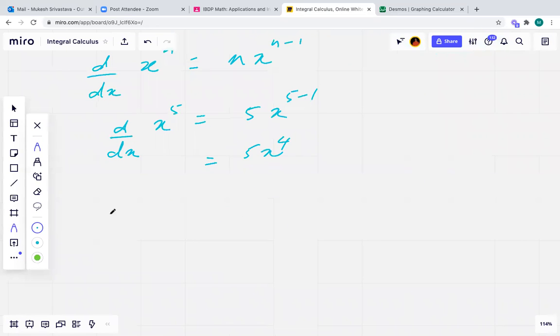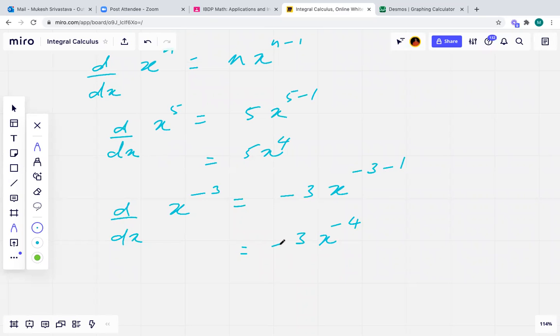If I say d by dx of x raised to minus 3, that's equal to minus 3 x raised to minus 3 minus 1, which is equal to minus 3 x raised to minus 4. Have you understood this? Okay. So this is a formula, one formula. Now you don't have to remember the formula.